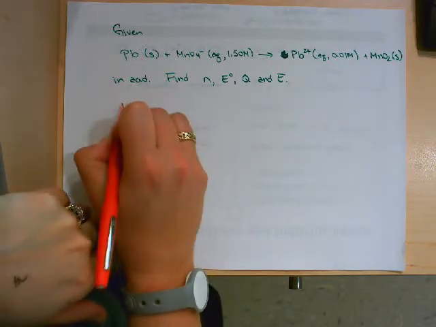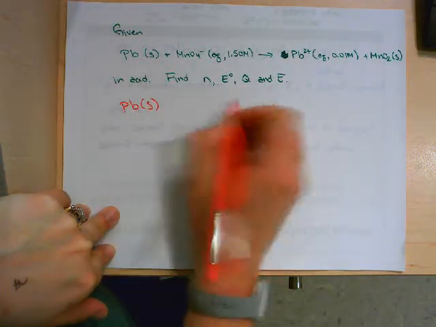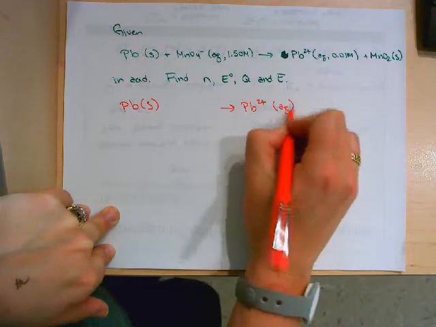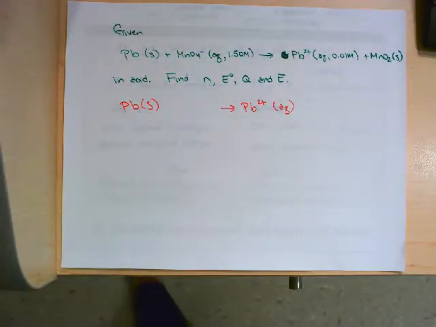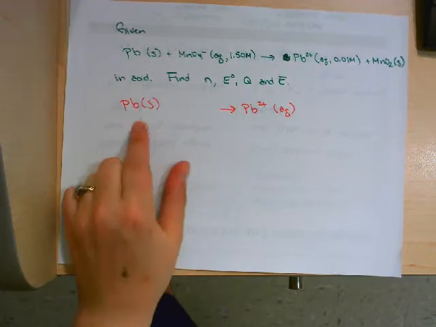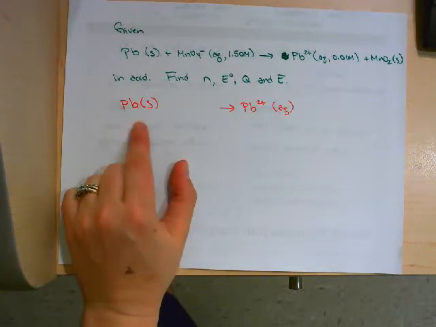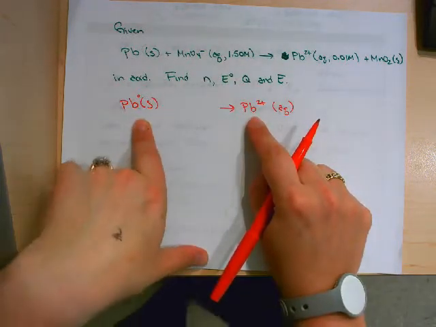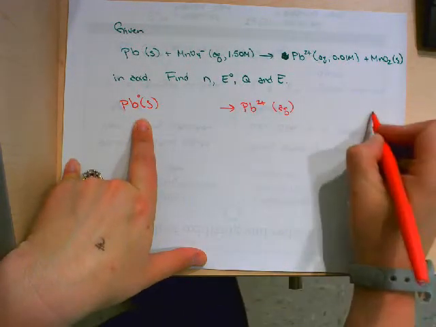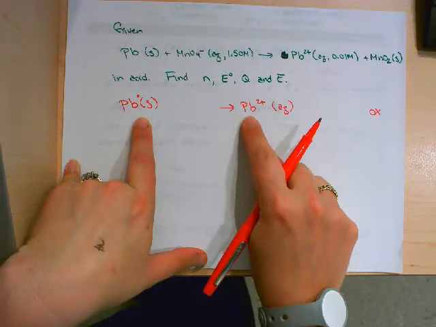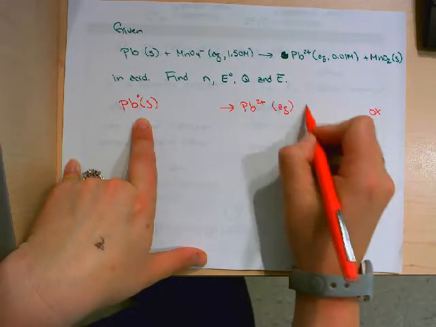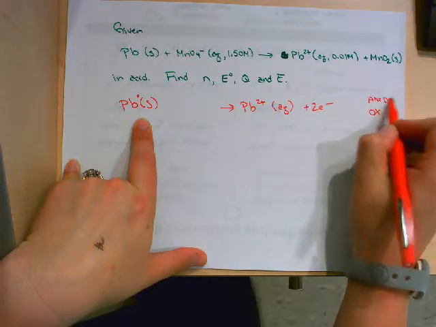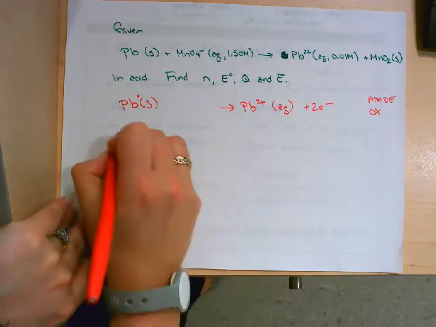Alright, so let's look at lead. What's the oxidation state of my lead to get started? 0. I'm going 0 to +2. Is that an oxidation or reduction? Okay. How many electrons do I need then as a product? Alright, let's tackle the other one then.